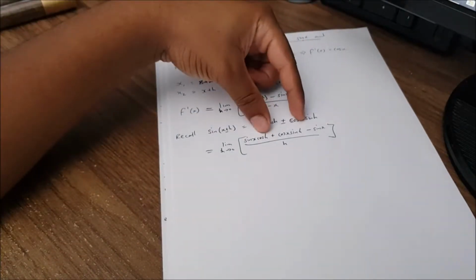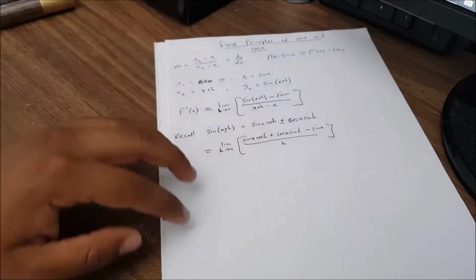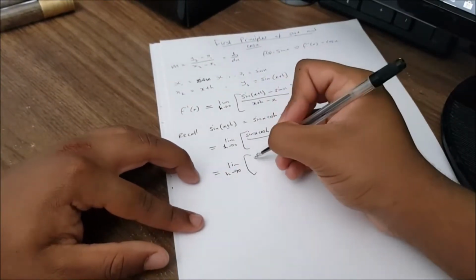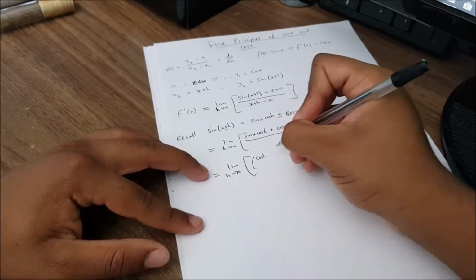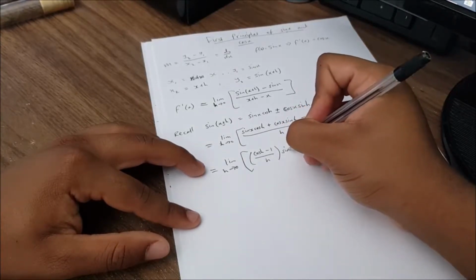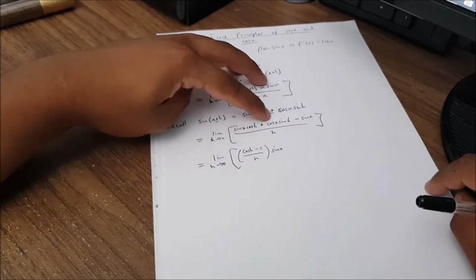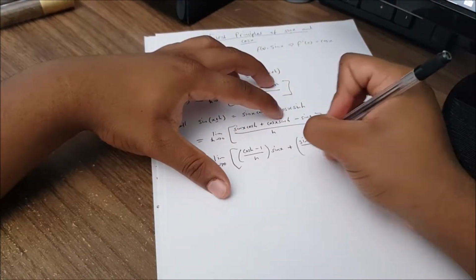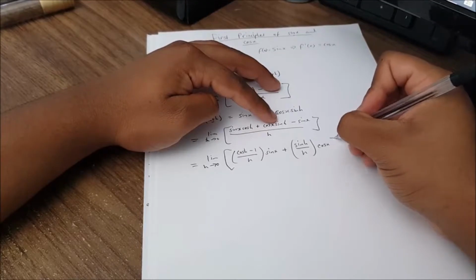So now what we are going to do is factor sine x and cos x individually. So what we are going to get is the limit as h tends to 0, all in big brackets. If we factor sine x, we will get (cos h minus 1) all over h, times sine x. If we factor cos x, we will get sine h over h, because there are no other factors within it, times cos x. Okay?